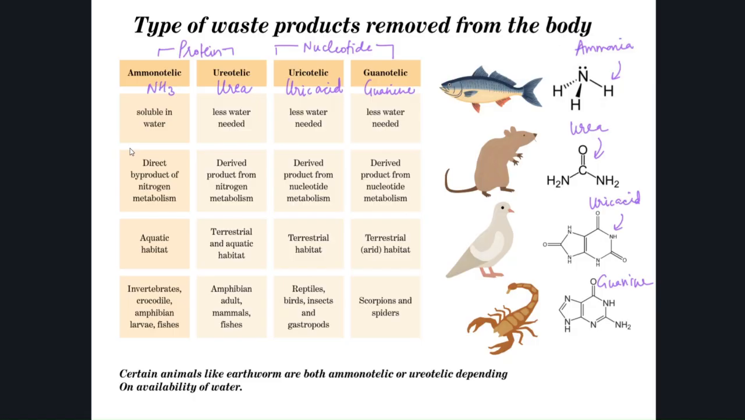Guanotelic excretion is primarily seen in arachnids such as scorpions and spiders, and this is again produced by nucleotide metabolism. We already know scorpions and spiders are mostly found in arid or dry regions, although there are exceptions as well. Certain animals can show either ammonotelic or uricotelic excretion depending on the availability of water, and the kind of habitat they are in at that particular point of time.